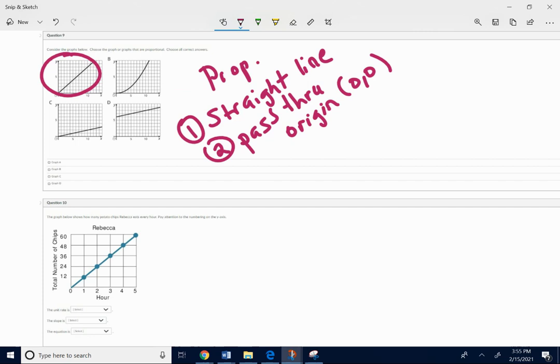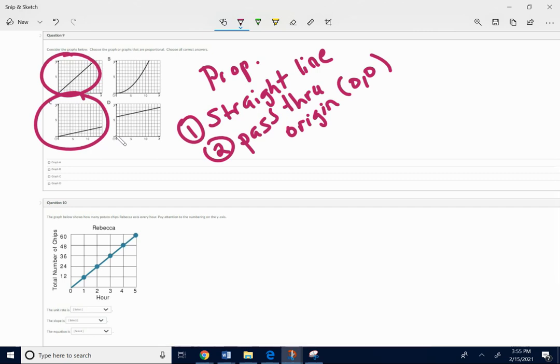B is not. B is a curve. C is. It's a straight line that goes through 0, 0. But D is not. It is a straight line, but it is not going through this 0, 0 down here. So it's just A and C.